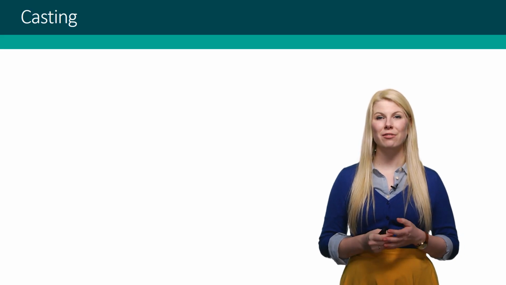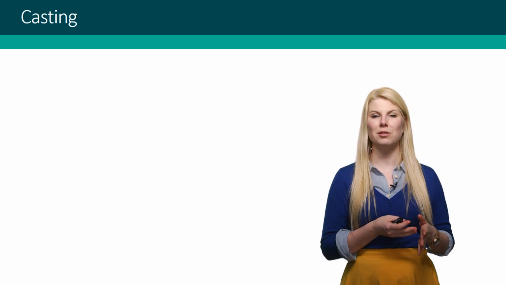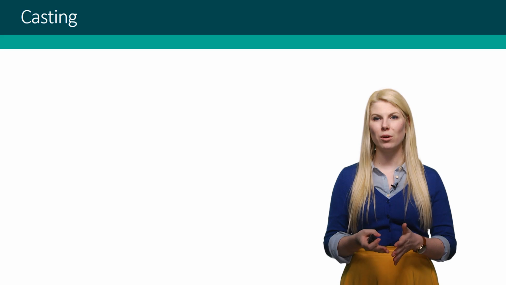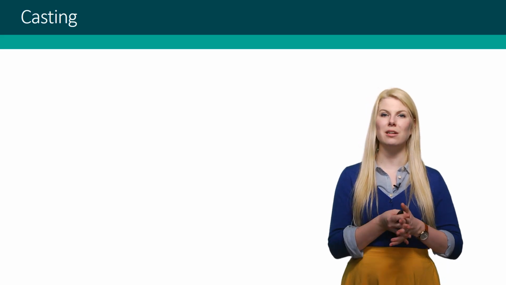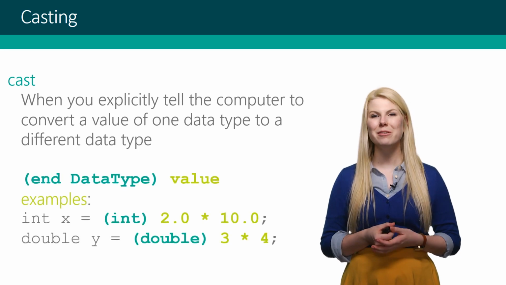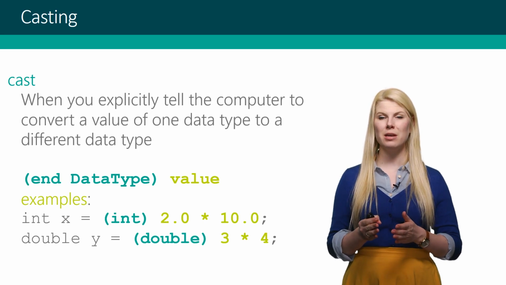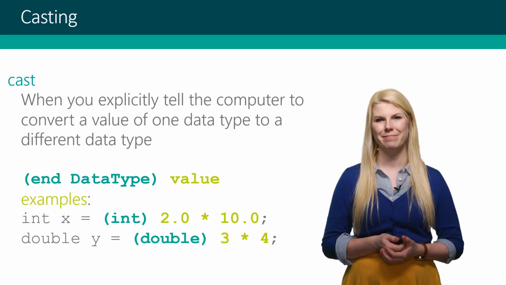Sometimes you're going to have different types of variables interacting, and you need them to get back to a certain type. You can force a piece of data to become a different variable type through something called casting. The way that you do that is you simply add the name of the type you want that piece of data to be in parentheses.